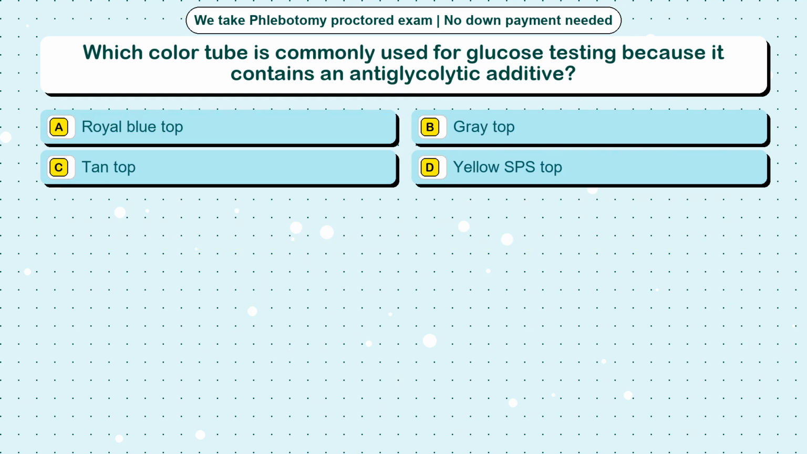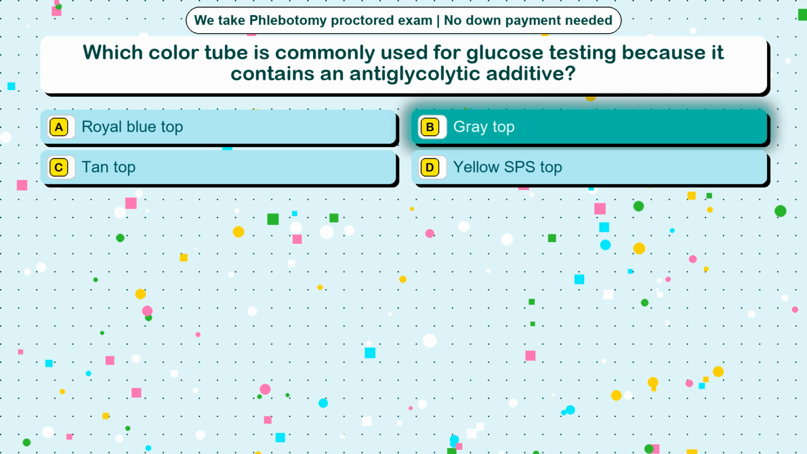Question 77. Which color tube is commonly used for glucose testing because it contains an antiglycolytic additive? Option A. Royal blue top. Option B. Gray top. Option C. Tan top. Option D. Yellow SBS top.